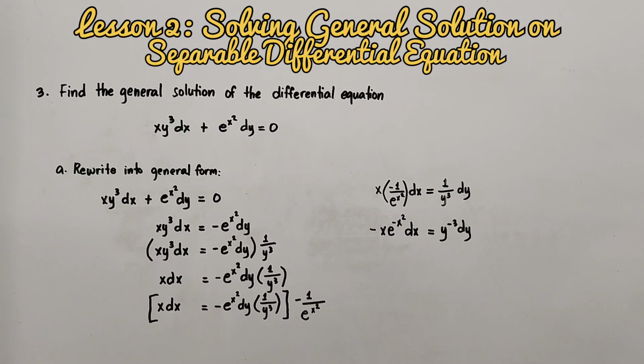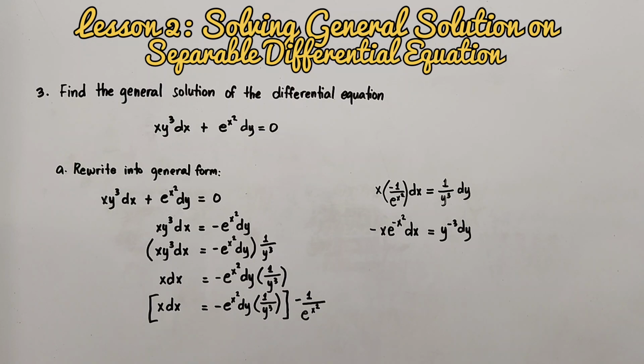On the left, we have already the variable x. Our goal for the right side is to combine all the variable y. To omit the variable x on the right side, we will divide both sides by negative 1 over e power x squared. So the answer now becomes x times the negative 1 over e power x squared dx equals, multiplying this negative 1 over e power x squared and negative e power x squared, the product is 1. So for the right side, this is now in the form of 1 over y cubed dy.